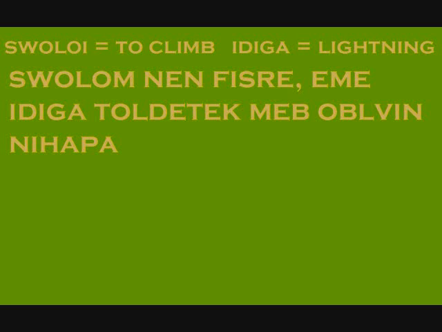Regardless of the case the "e" word is in, it will always come at the front of the relative clause. For example, if we define Swoloi as to climb and Idiga as lightning, then Swolom nen fisre eme Idiga toldedegmeb olbelvinni hapa would mean you're climbing the tree that lightning struck yesterday. Notice how the eme is accusative because it is the object of the relative clause.